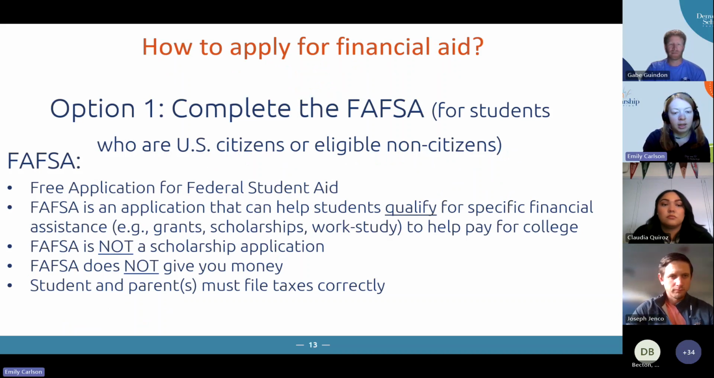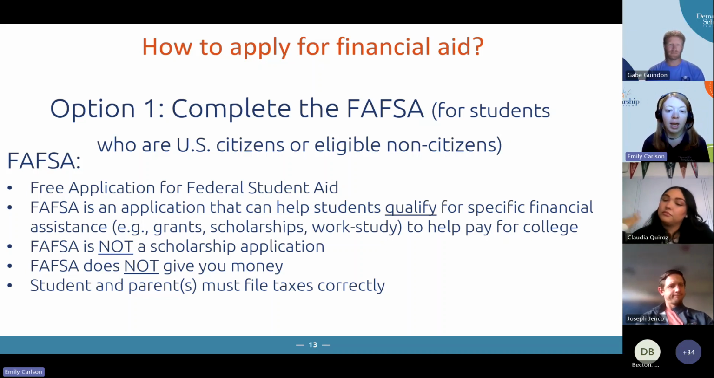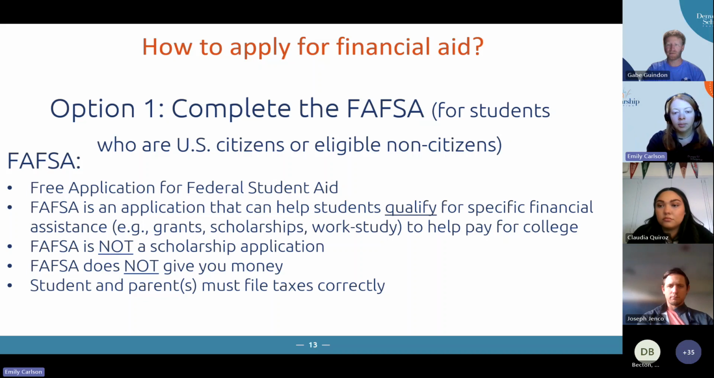So the first option for applying for financial aid is completing the FAFSA. This is for students who are US citizens or eligible non-citizens, so that's usually permanent residents or green card holders. The FAFSA stands for Free Application for Federal Student Aid, and it's an application that helps students qualify for specific financial aid. So it's not a scholarship application itself. You don't directly get money from the FAFSA, but it gives the schools an idea of where the students' families are at financially so that they can see what kind of aid they're eligible for and allocate it accordingly.